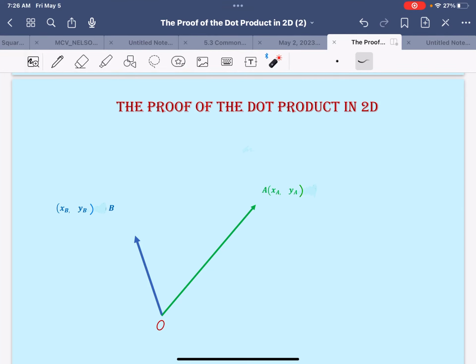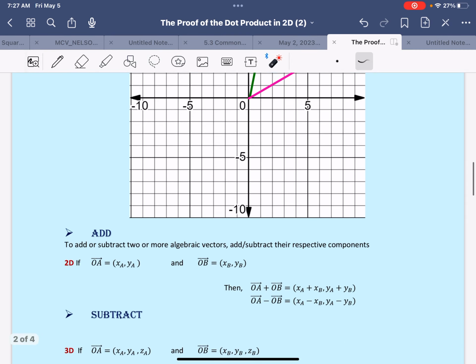In this lesson, we'll go over one of the most mysterious, most beautiful, most elegant proofs in vectors, the dot product. In order to best understand this, let's revisit all the things we've learned about vectors so far.